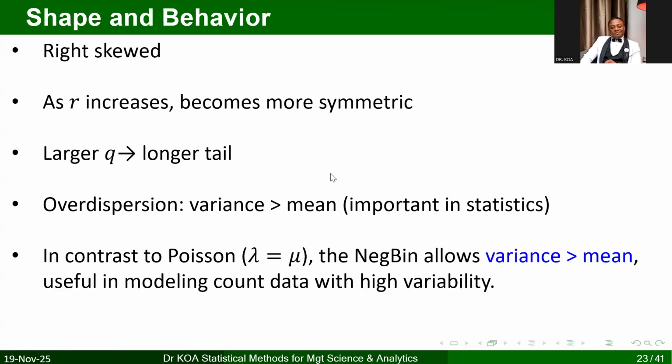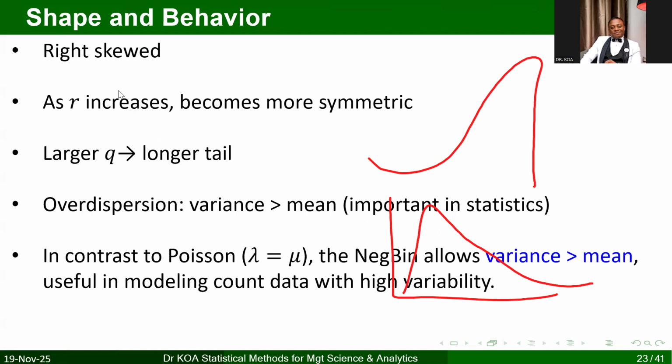Okay. So let's look at how a negative binomial distribution looks. It's right skewed. Let me ask you something. If you draw this, and then you draw this, which one is right skewed? The top one or the down one?